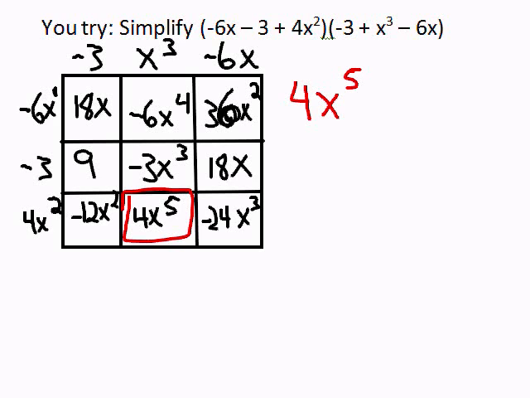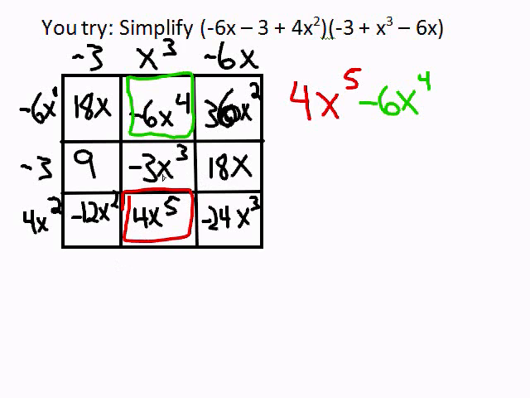Then I look through, and I'm going to use a separate color to show this. I'm going to look through to see if I have any x to the fourths, because that would be the next largest exponent. And I notice I've got a negative 6x to the fourth. As I look through, I don't see any other x to the fourth, so I just write minus 6x to the fourth.